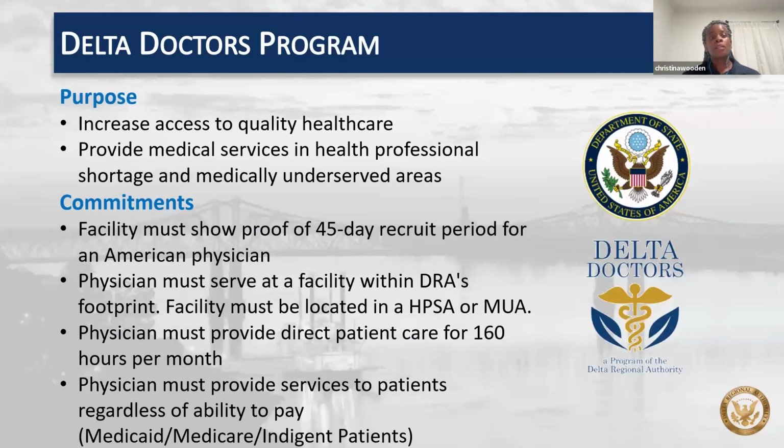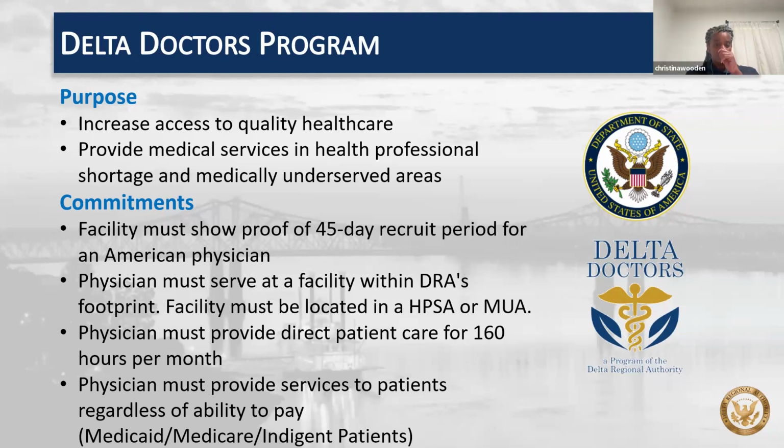So in order to participate in DRA's J-1 visa waiver program, the Delta Doctors Program, there are a few commitments that are required for any physician. The facility must show proof of a 45-day recruitment period. That means the healthcare facilities must show that we tried to recruit an American physician, we put forth our best faith effort, and no qualified applicants were obtained.